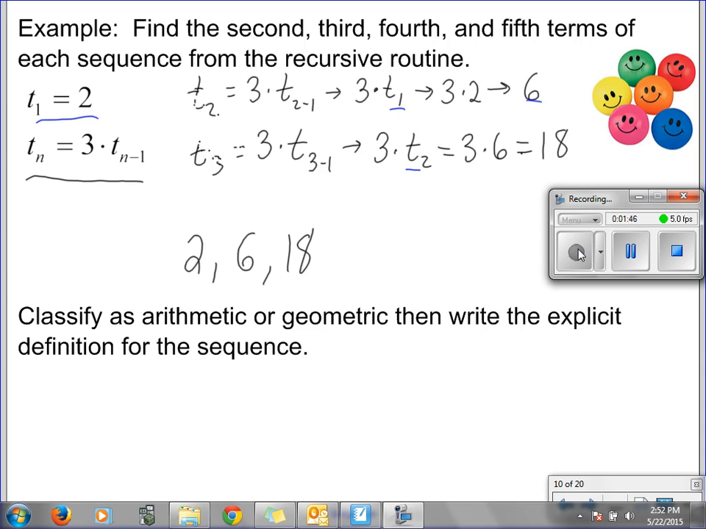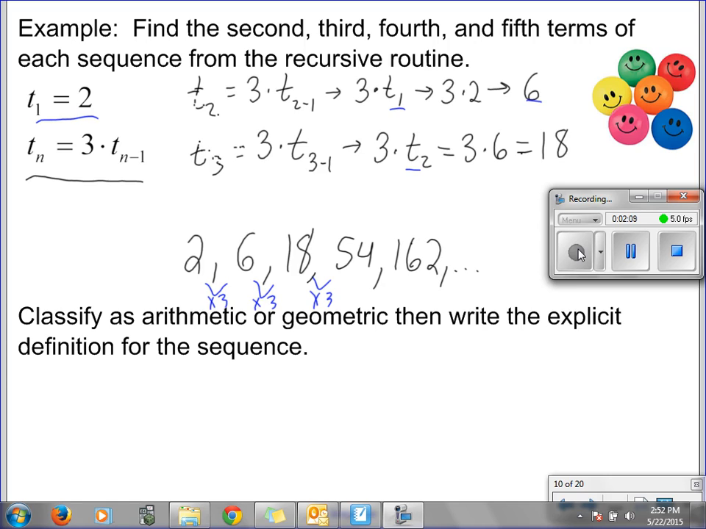Now, you might notice that there's a pattern there. This idea that we just keep multiplying each successive term by 3. So if we extend that pattern and find the fourth and the fifth term, we would get our next one as being 54, so the fourth term, and then multiplying again by 3, we'd get 162 for our fifth term. So there's the terms in our sequence.